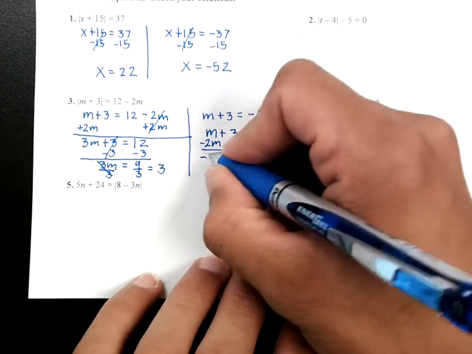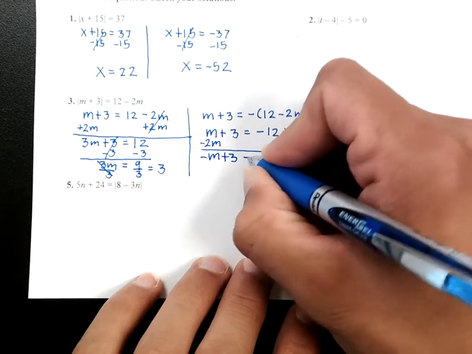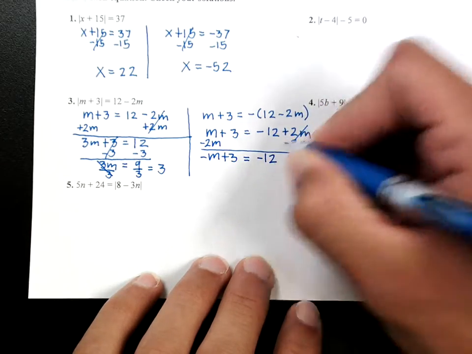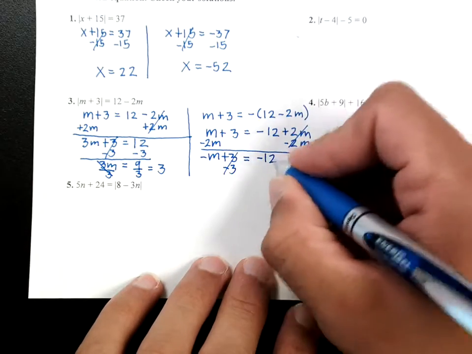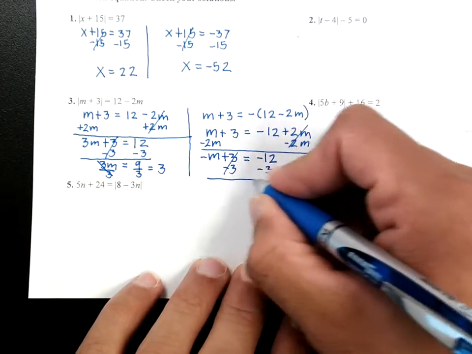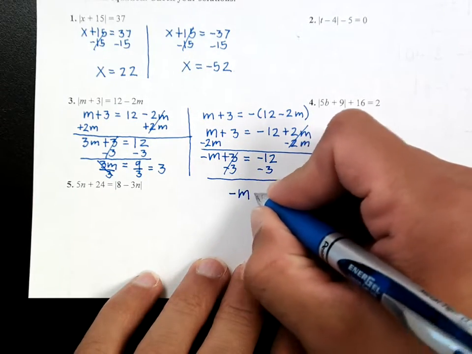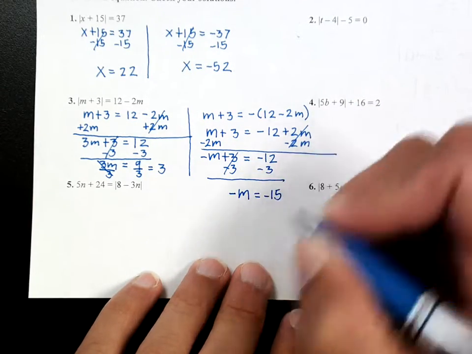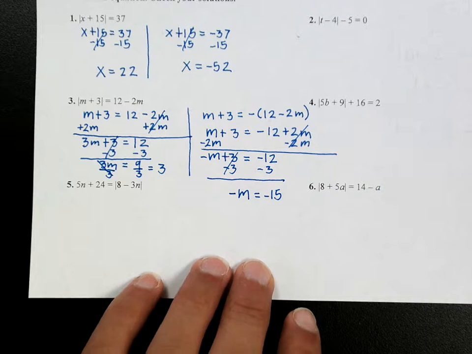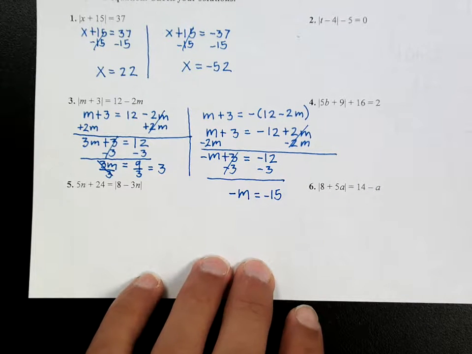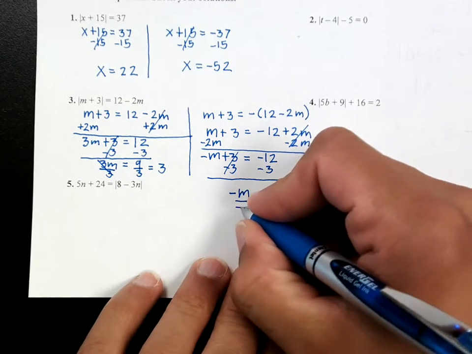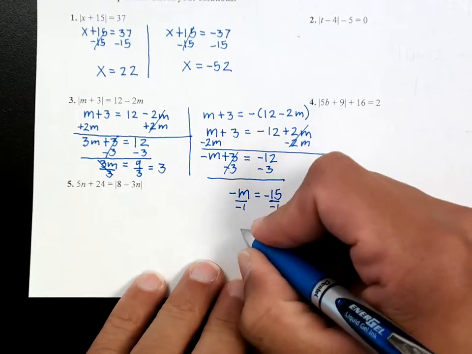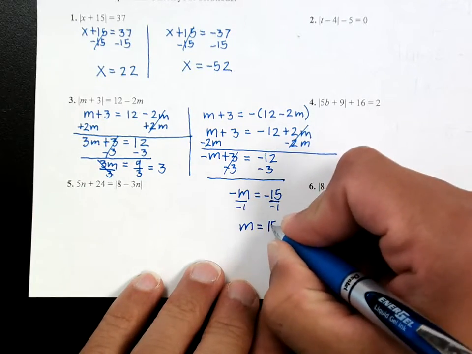So this is going to give me negative m plus 3 is equal to negative 12. And then now hopefully you can see that I'm going to subtract 3 from each side. So I have negative m is equal to negative 15. How do I get rid of this negative with the m? Divide by negative 1, multiply by negative 1, same thing? So it's 15? Yep. So m is equal to 15.